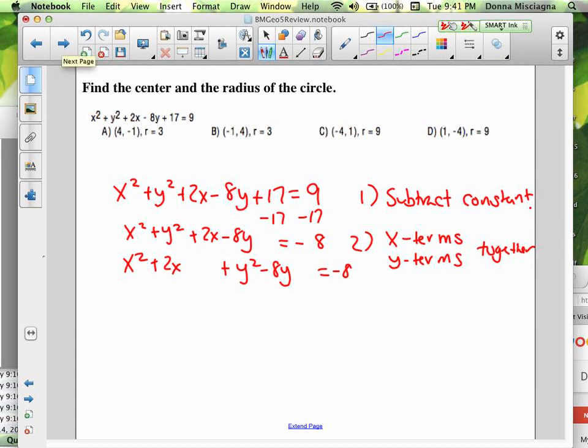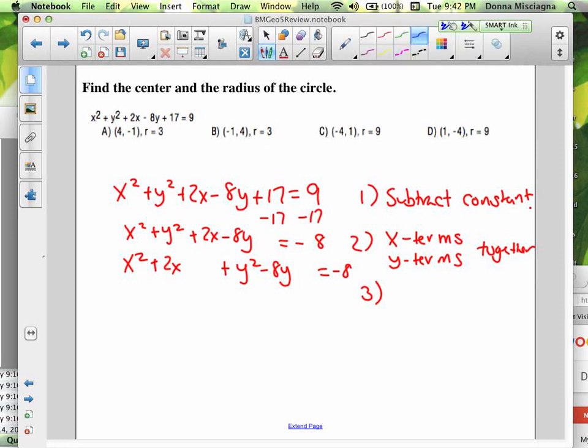Step 3 is we want to make these perfect squares, so that we can factor and have it written in the equation of a circle. Because remember what our equation of a circle looks like: x plus or minus something squared, y plus or minus a constant squared. If we can factor it as a perfect square, then we'll have the equation of a circle. But we have to add the right value to both sides of our equation to make sure this is a perfect square. So what do we want to add to x?